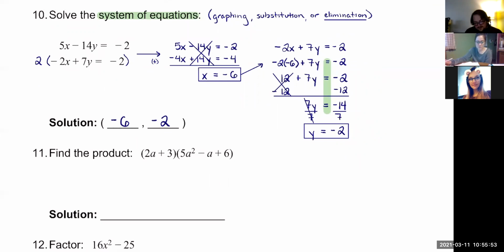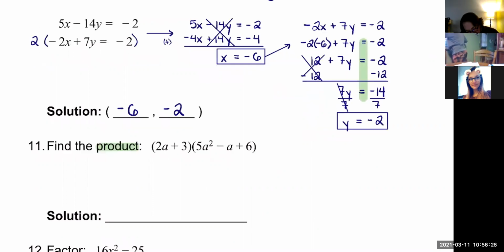All right, number 11, find the product. Product means we are multiplying. And if we look at what we're multiplying, we are taking a binomial times a trinomial. Now, if you recall back to unit 4, at the beginning of unit 4, when you're multiplying with polynomials, it's really just a big fancy form of distribution, just with more pieces to keep track of. And the way that I like to keep track of it is by using a box.